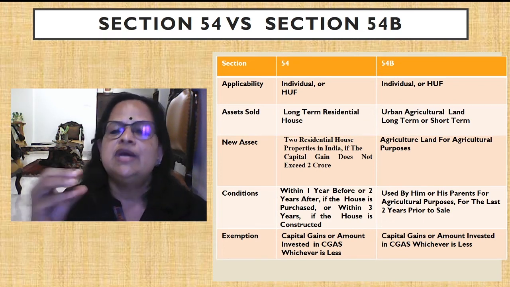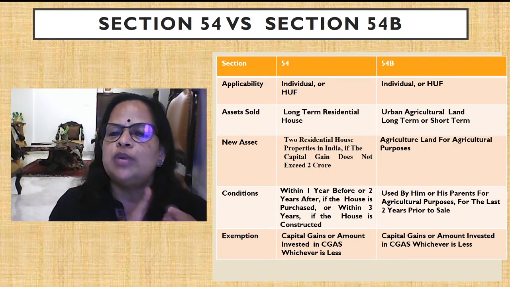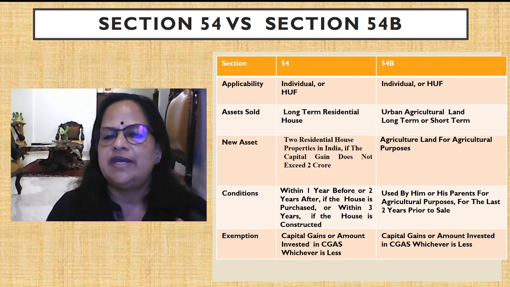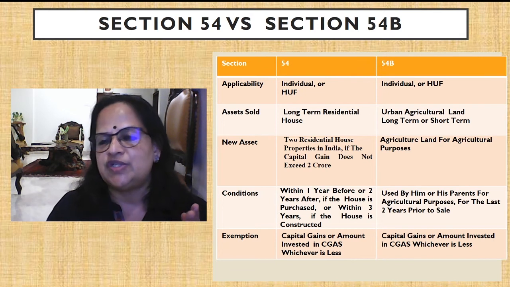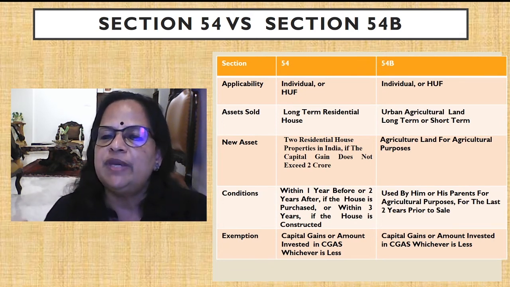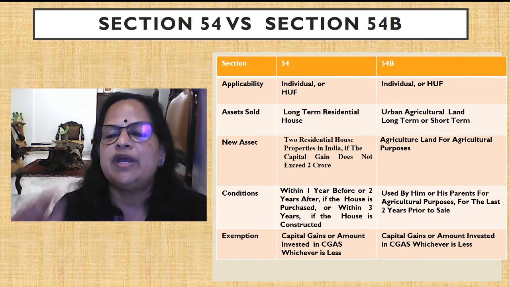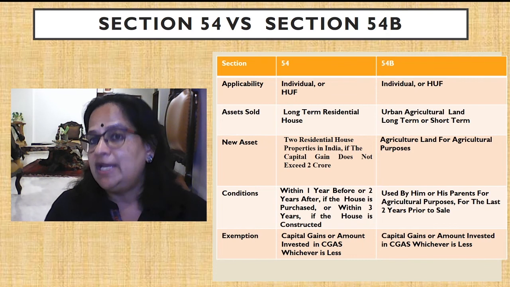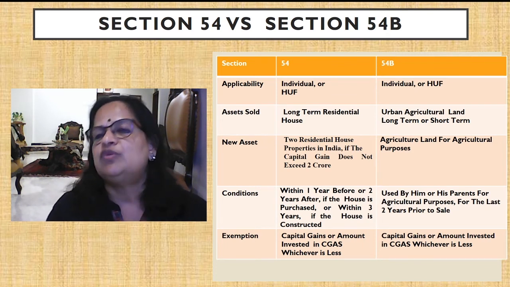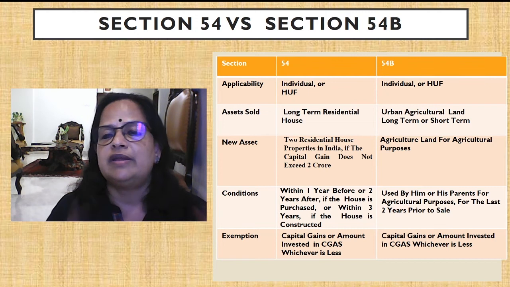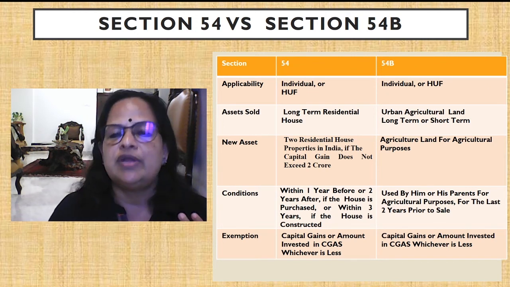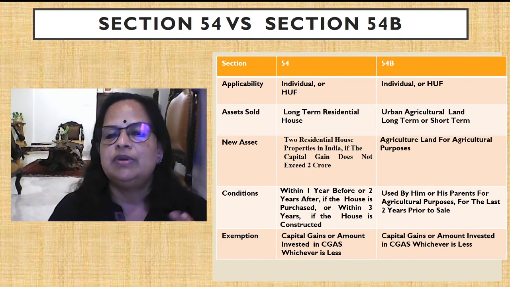Now conditions. I told you 54 is 1, 2 and 3: within 1 year before or 2 years after if the house is purchased. I have explained how we will get that 1 and 2. Or within 3 years if the house is constructed. In the case of section 54B, the land must be used by him or his parents for agricultural purposes for the last 2 years prior to sale. Two years before the sale, either he himself or his parents are utilizing that property only for agricultural purposes. Now exemption is either the capital gain or the amount invested in the capital gain account scheme, whichever is less.